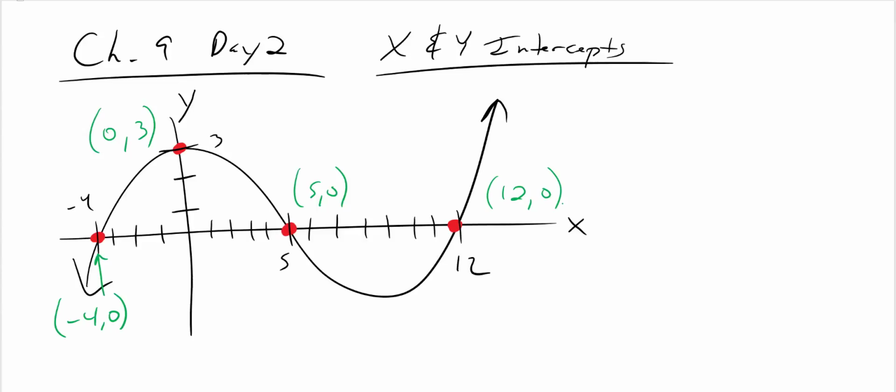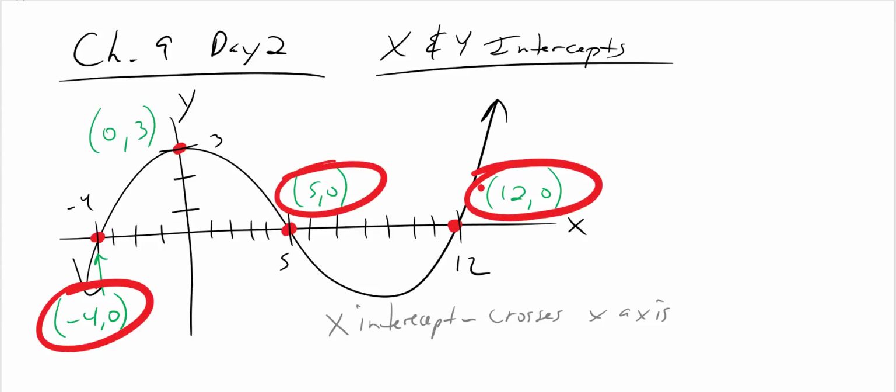Okay, so notice, let's just write this down here. An x-intercept is where it crosses the x-axis. So it kind of makes sense, doesn't it? X-intercept crosses the x-axis. So the x-intercepts would be this guy and this guy. And notice they are coordinates. This is really important. Don't tell me, oh, what is the x-intercept, and say 12. I'll say 12 chickens. It's got to be 12, 0. It's a coordinate. It's a location. 12 is not a location. 12, 0 is a location.